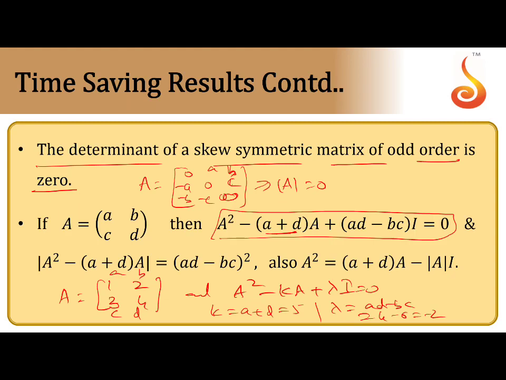So generally, how do we solve this question? We can solve it by finding A², multiplying with A, and multiplying I with λ, grouping all the terms, solving and equating to 0. Then you'll get the values of k and λ. That is a long process. This is a shortcut formula. Just remember this one. I hope that's clear. So how to get this, I will explain.